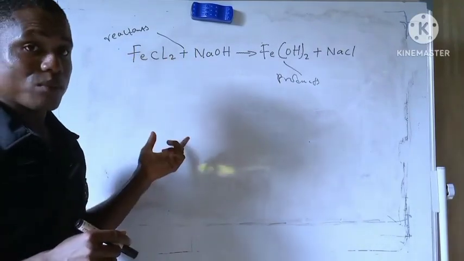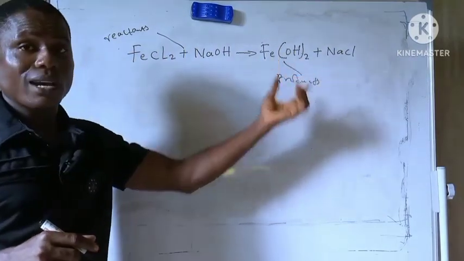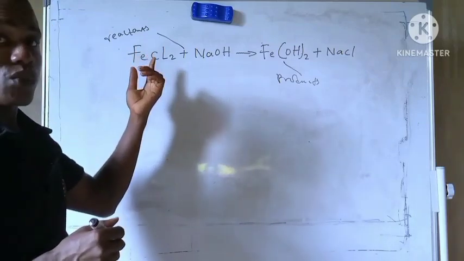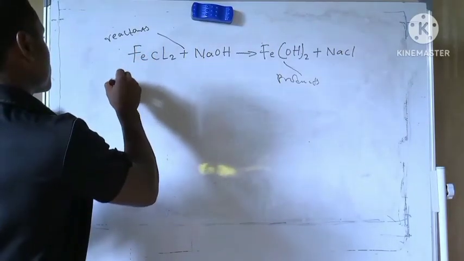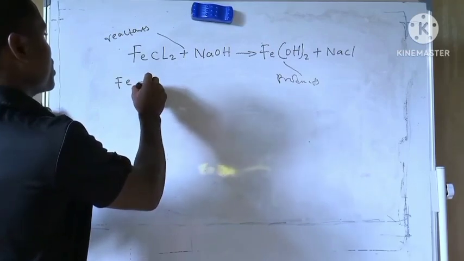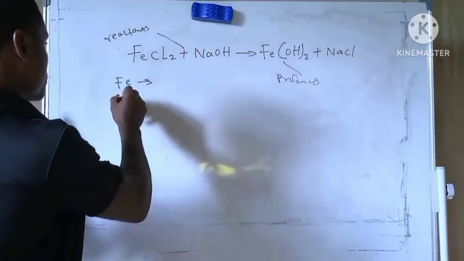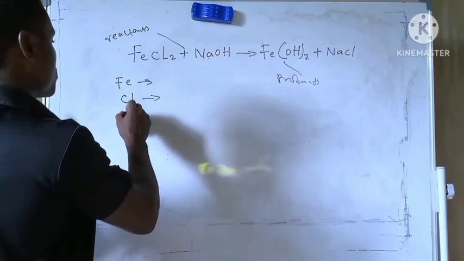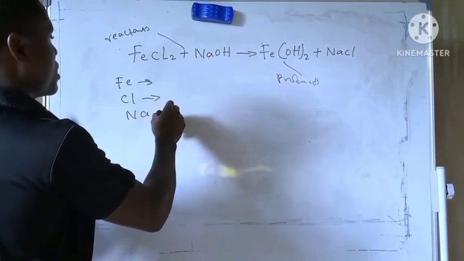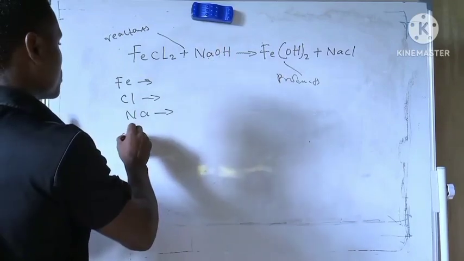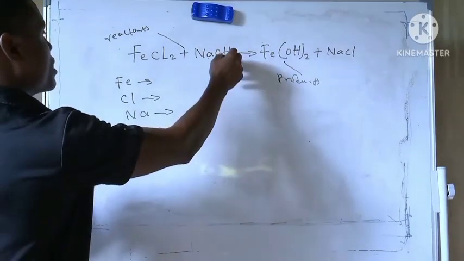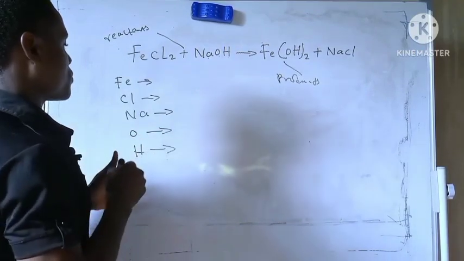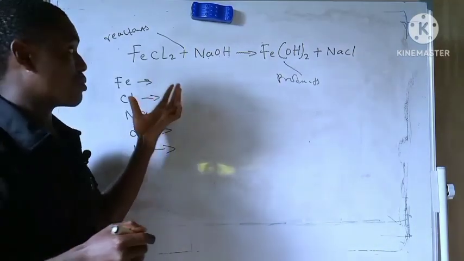Before you start balancing any chemical equation, you should write down all the elements at your left side, and also all the elements at your right side. Let's start from the left side. The first element we have here is iron. Write it down. The second one is chlorine. The third one is sodium. The fourth one is oxygen. The last one is hydrogen.